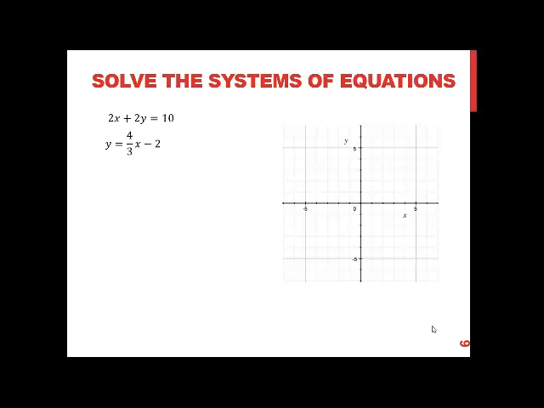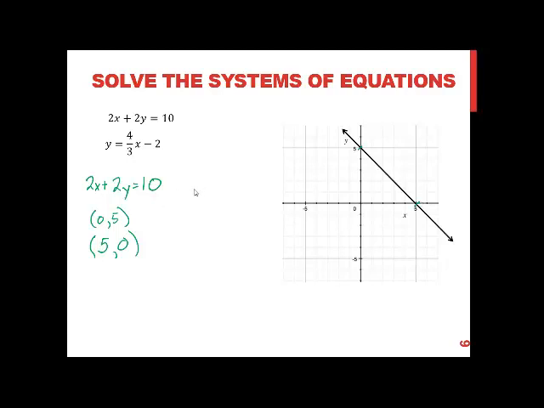Let's solve another system of equations by graphing. 2x plus 2y equals 10. I'm going to use my intercepts. That was one method we used for graphing equations. So we get 0, 5, because if I put a 0 in here, I get 2y equals 10, so y equals 5. Likewise, if I put a 0 in for y, I get 2x equals 10, so x equals 5. And I get the points 0, 5 and 5, 0. And we'll graph that line.